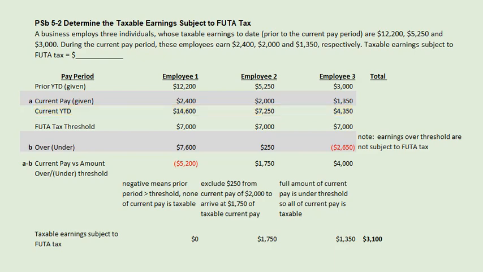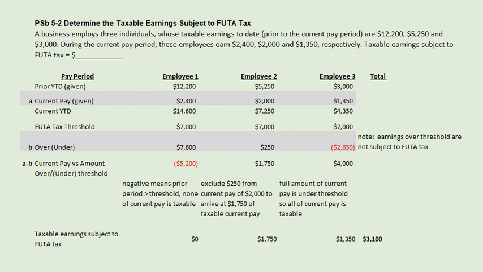What we need to do is compare the current year-to-date to the FUTA tax threshold of $7,000. The reason is that taxable earnings above the threshold will not be subject to FUTA tax. Then we want to see how much of the current year-to-date earnings is over or under the threshold.